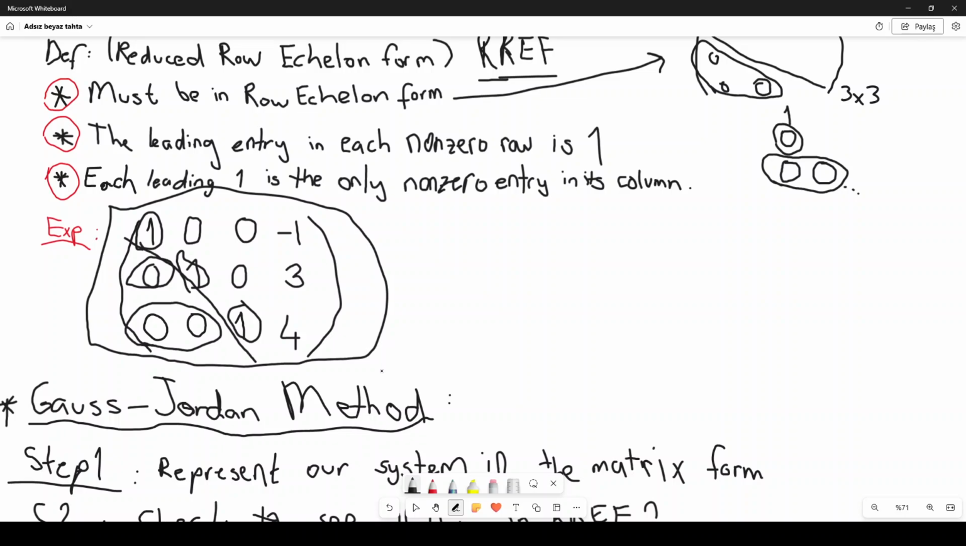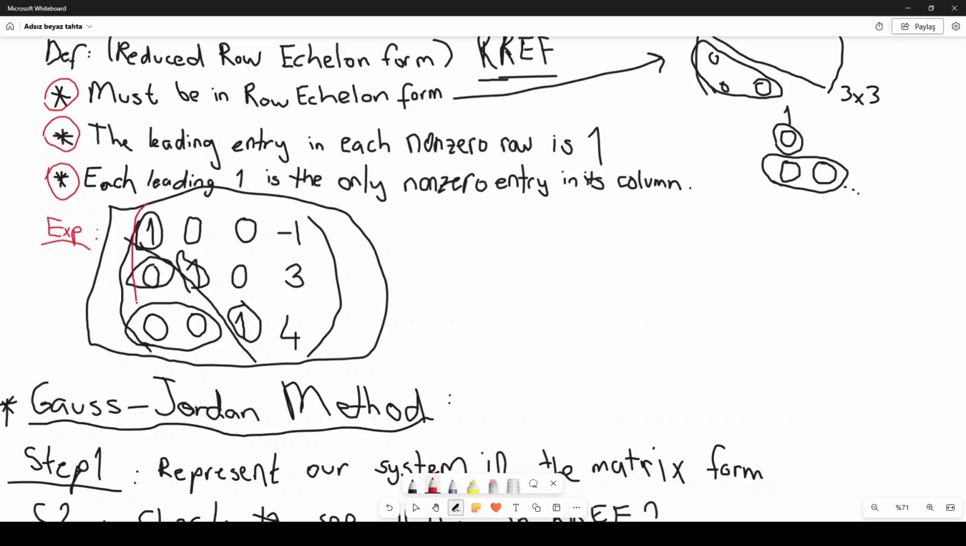How about the third condition? This is the only condition left for us to see whether or not it is satisfied. Each leading one is the only non-zero entry in its column. Let's see, is this true or not? For the first row, you know the leading entry is 1, and the column, let's use a different color to bring your attention to that point.